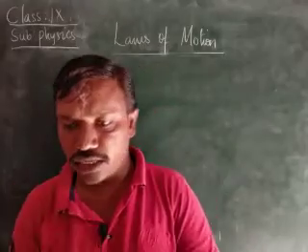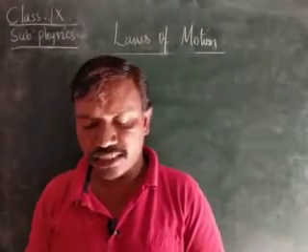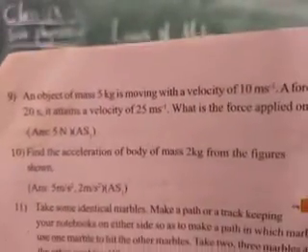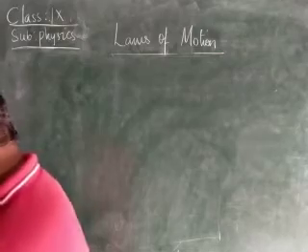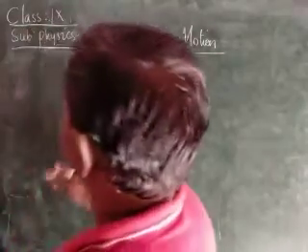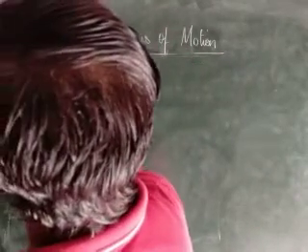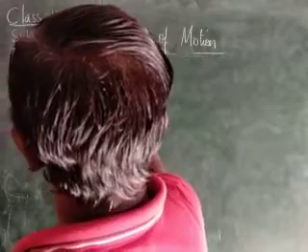Okay, children. Here mass is given, children. Here you can see the problem. A mass of 5 kg is moving with a velocity of 10 meter per second. A force is applied so that in 20 seconds it attains a velocity of 25 meter per second. What is the force applied on the object, children? Okay, now see the children. Here the mass is given as 5 kg.